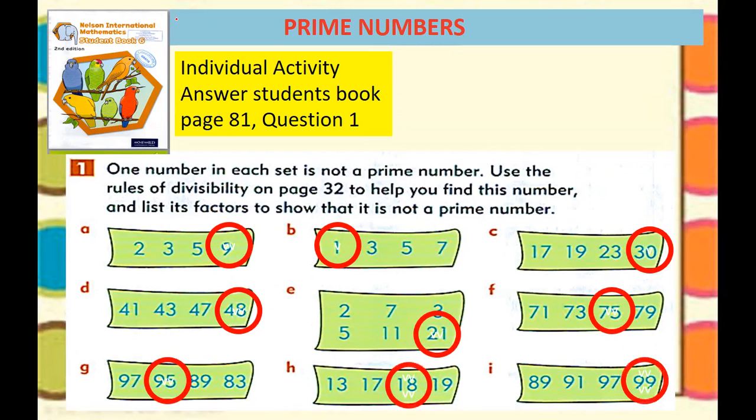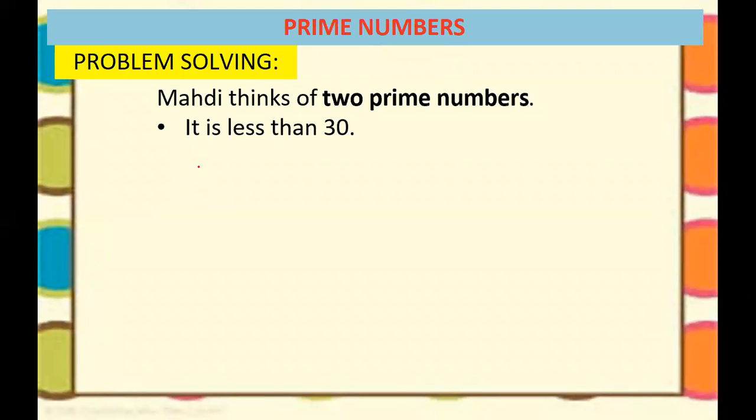Let's move on to the last topic. Let's solve this problem. Mahdi thinks of 2 prime numbers. They are less than 30. So that means to say it is only between 1 and 30. Okay? Then the sum of these numbers is 25. Okay? Because we say sum.